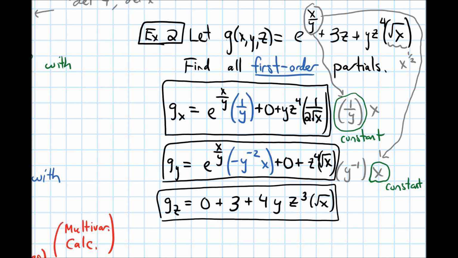So in the next video, we'll talk about how to compute second-order partials.